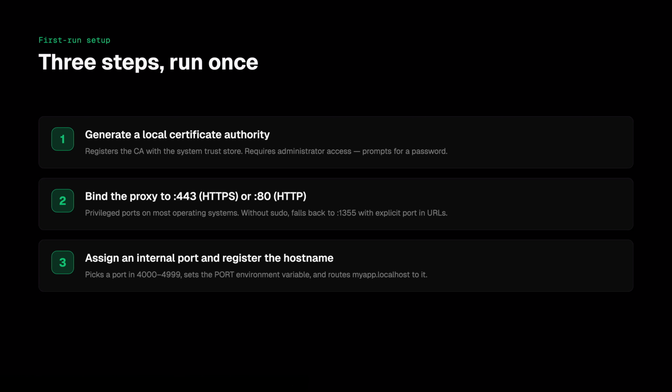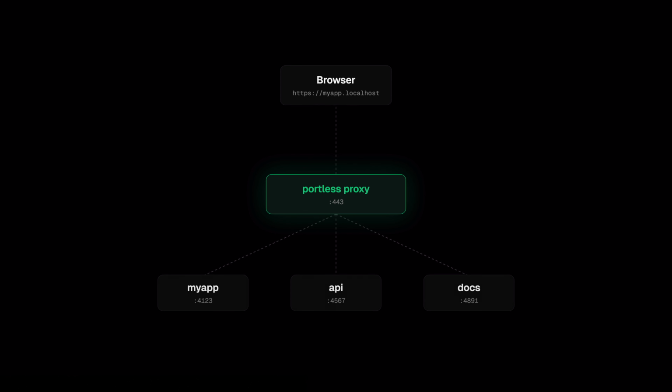Because each app now lives at its own host name, myapp.localhost, not a shared localhost:3000, the browser treats them as distinct origins. So cookies, local storage, and secure session data stay isolated between apps the way they would in production. You can run multiple apps simultaneously. Portless acts as a proxy, routing each request to the correct application.